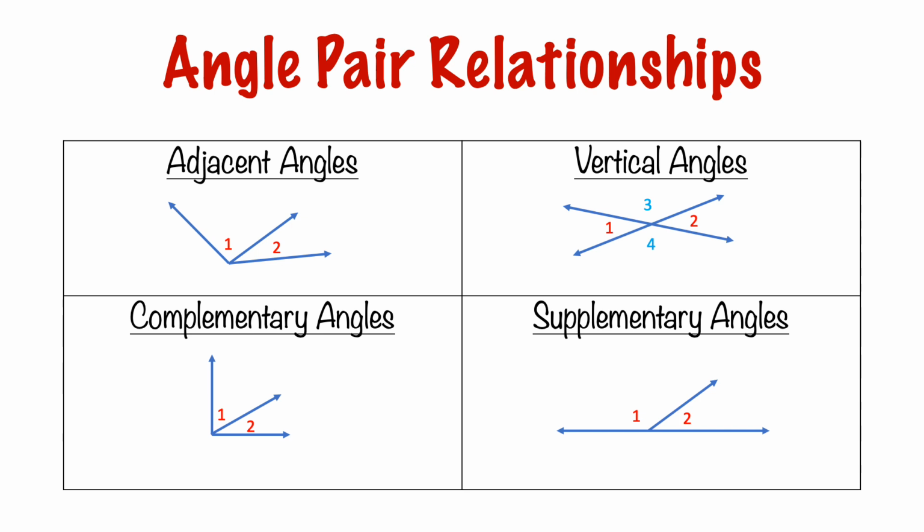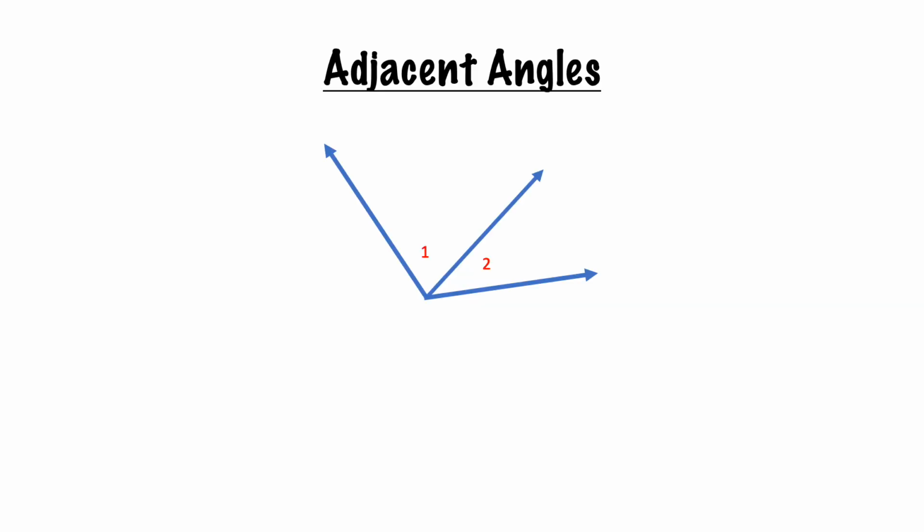Today's lesson is on angle relationships, angle pair relationships. In your textbook, this is found in Chapter 11, Lesson 1. If you look, there are 4 angle pair relationships that we're looking at today. They are adjacent angles, vertical angles, complementary angles, and supplementary angles.